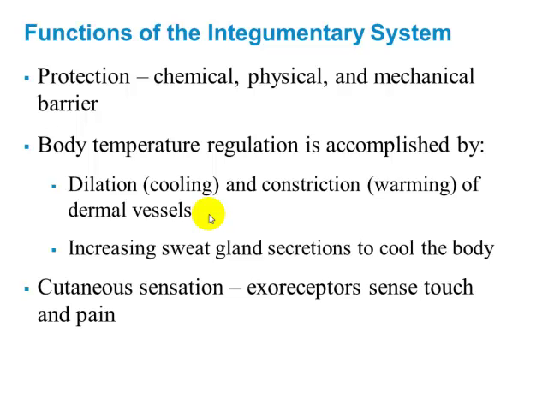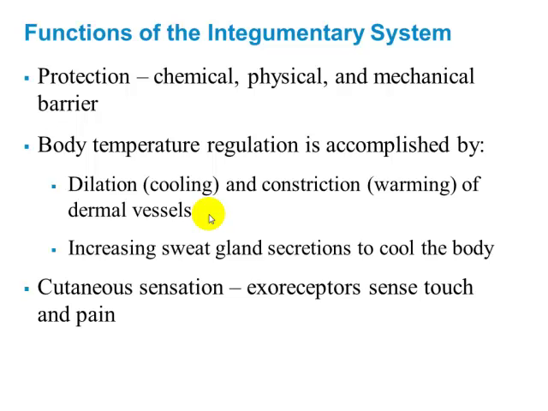That's why when you're hot, you get flushed. You get that red look to your face, to your arms. That is your body trying to release heat. When you get cold, your body does the opposite. It constricts those blood vessels, keeps the blood at your core. We also see some of those accessory structures taking part in the cooling. So the sweat gland secretions, the goal of sweating really is to help cool the body down. We also have cutaneous sensation.